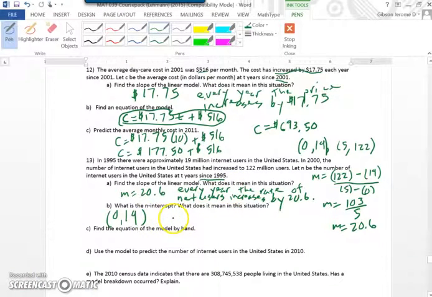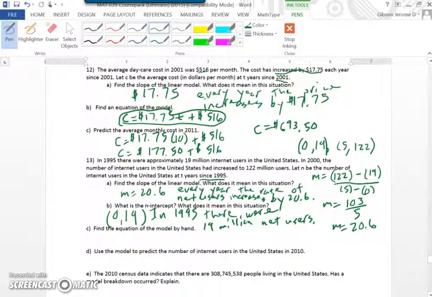Okay, class, picking up where we left off, we had the n-intercept, which was 19, and it says, what does it mean in this situation? Since we're starting in, oh, actually, I'm sorry, 1995. We were right, in 1995 there were 19 million net users, or you could write internet users.